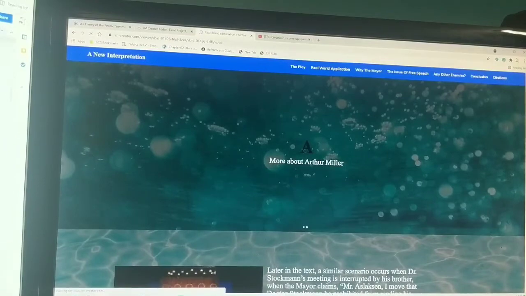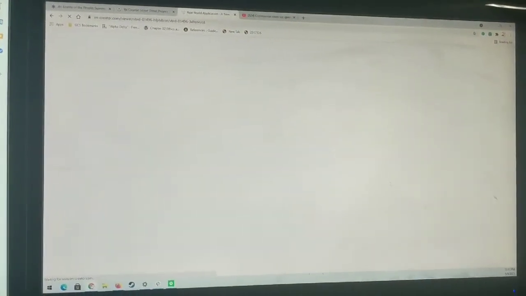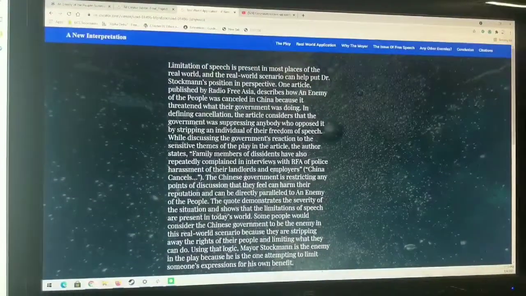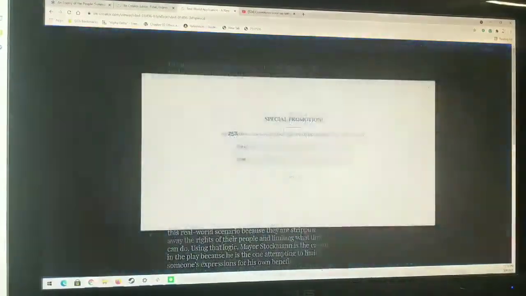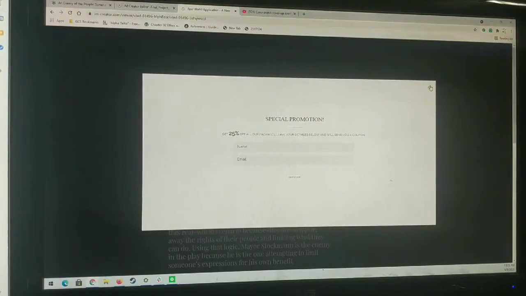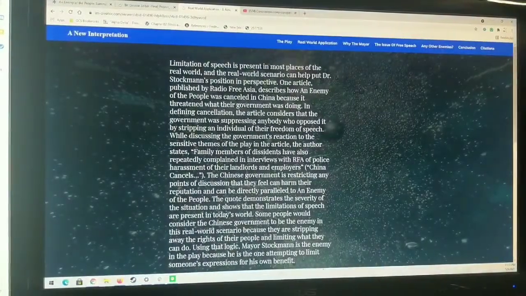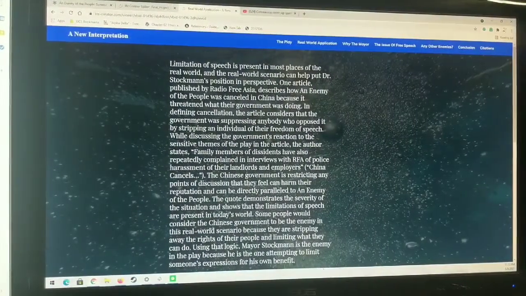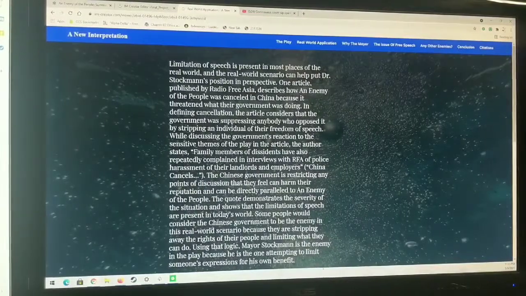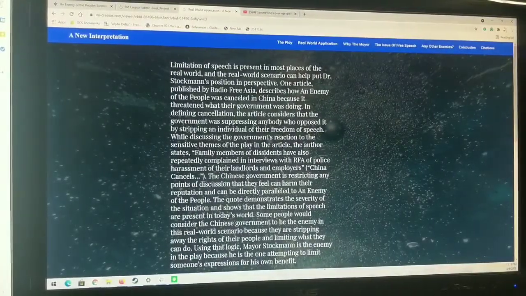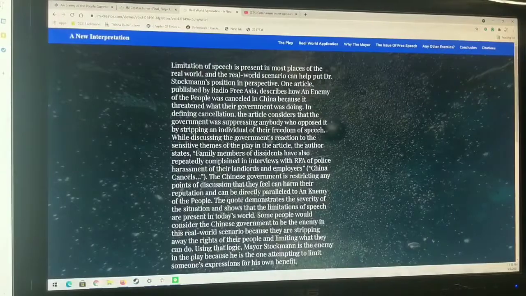This page is named Real World Application because it provides a scenario where the government is limiting speech and expression. One article published by Radio Free Asia describes how An Enemy of the People was canceled in China because it threatened what their government was doing. While discussing the government reaction to sensitive themes of the play in the article, the author states, "Family members of dissidents have also repeatedly complained in interviews with RFA of police harassment of their landlords and employees."